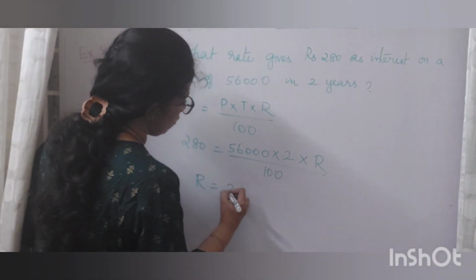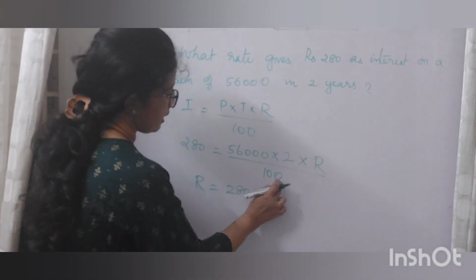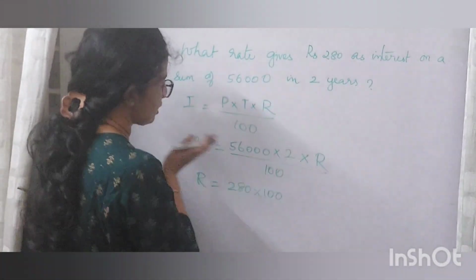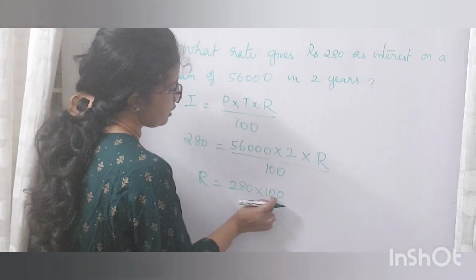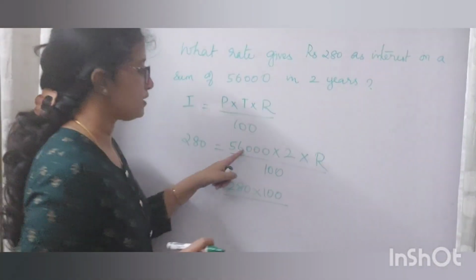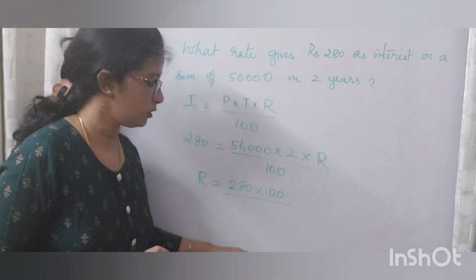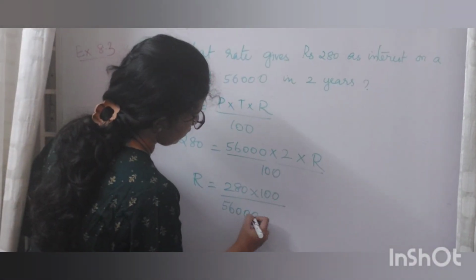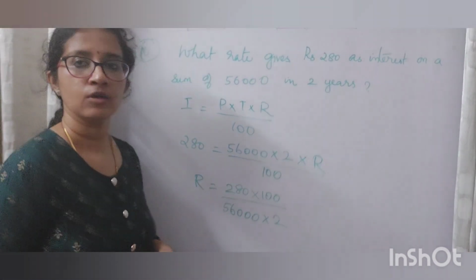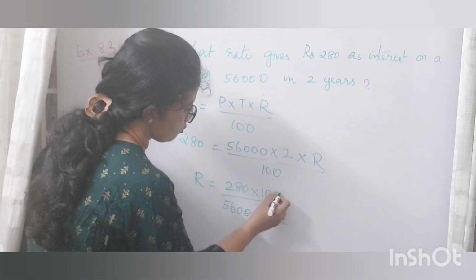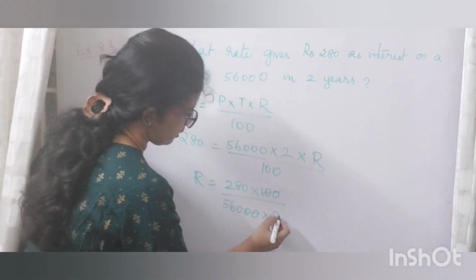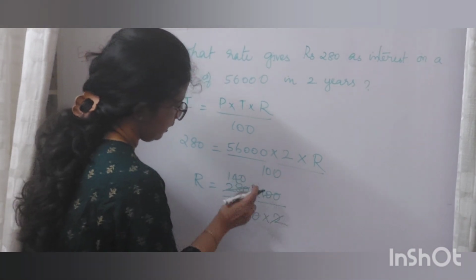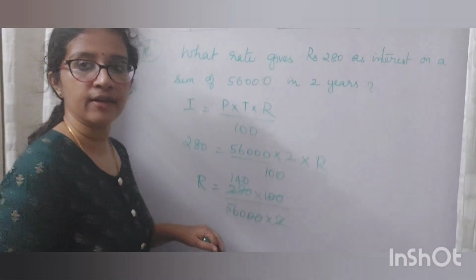So how will you find R? R is equal to 280. This 100 will become into 100 because this is in the denominator, so it will come to the numerator. So 280 into 100 divided by this 56,000 into 2 will come to the denominator. Okay. So 56,000 into 2. Now if you do this, 0, 0 cancel. Now 2 if you cancel, 140. So 140 divided by 560.